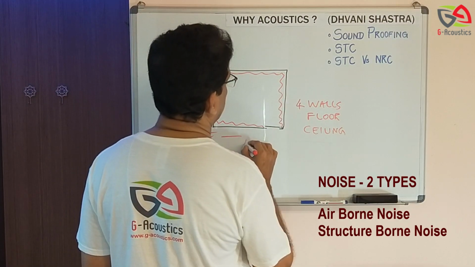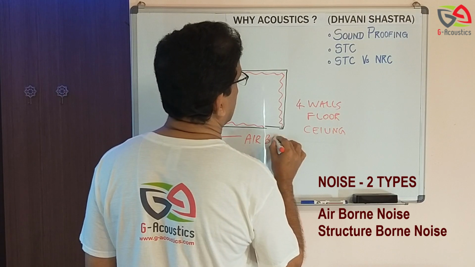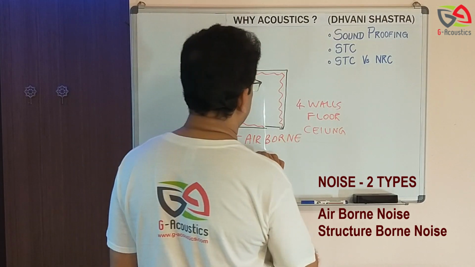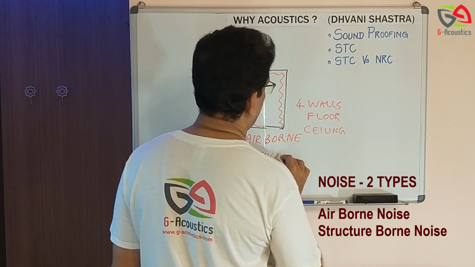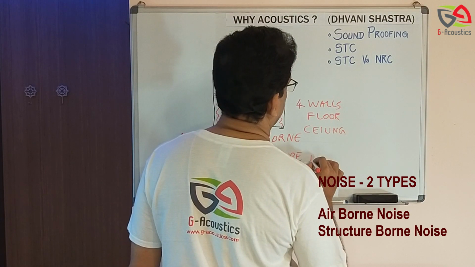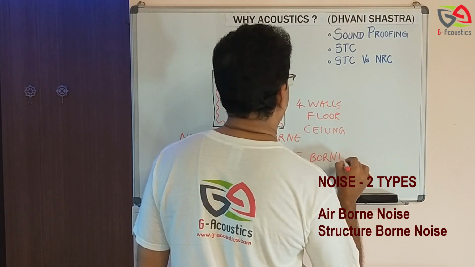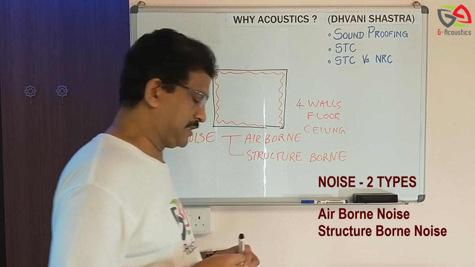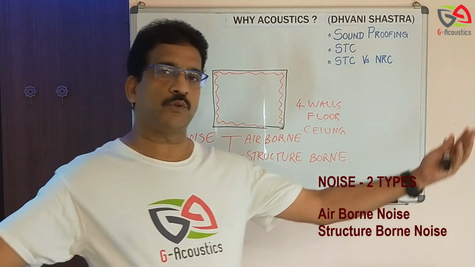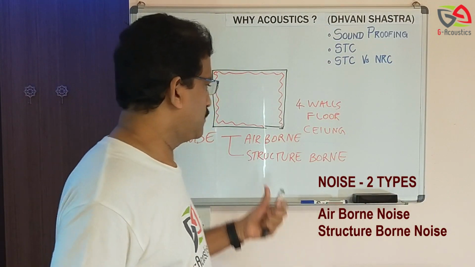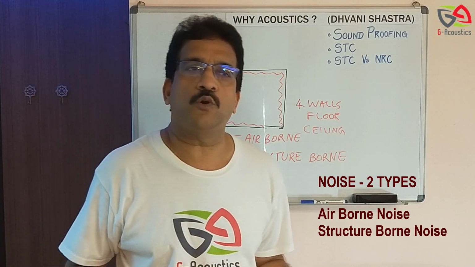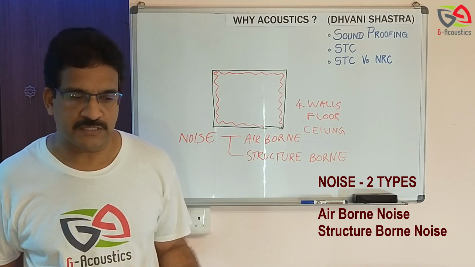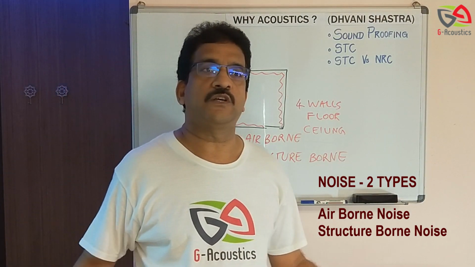There are two categories of noise. One we call airborne noise. Another is structure-borne noise. Now what are these? Airborne noise is the noise that is traveling through the air, right? And structure-borne noise is something which is coming because of the structure.